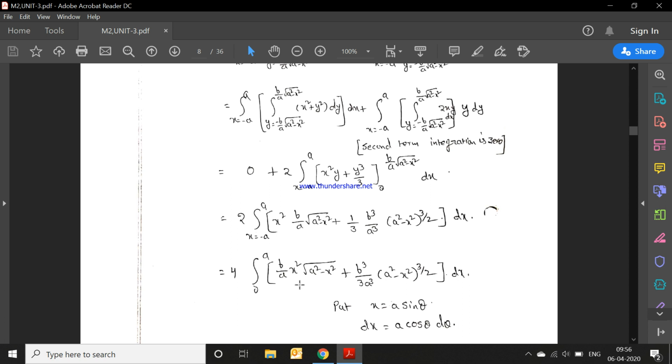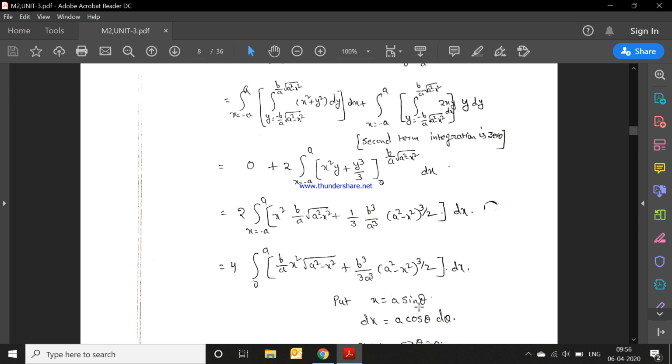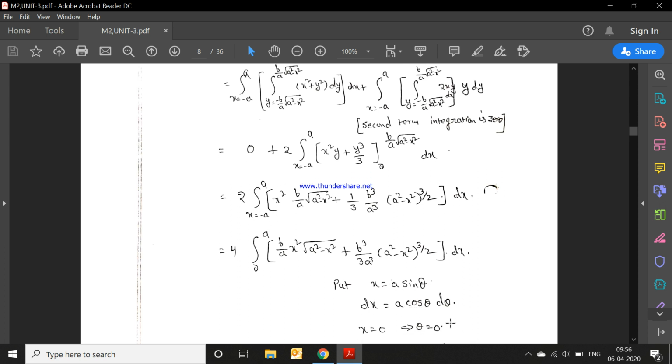its integration is difficult to find, so that's why we can change into polar form, that is x is equal to r cos theta. Here r value is a, so x is equal to a sin theta, and dx is the derivative, a cos theta d theta.